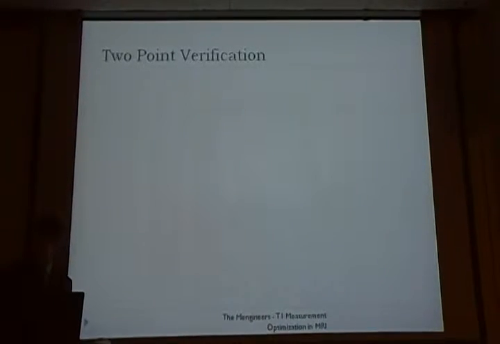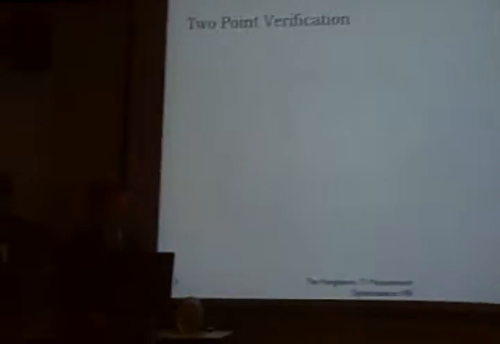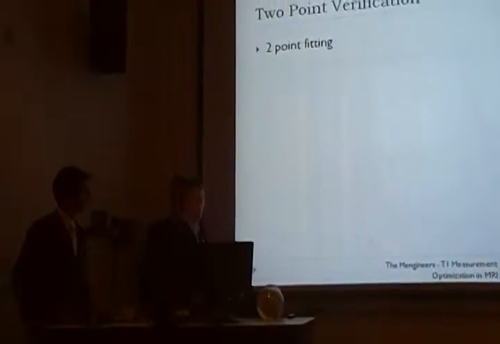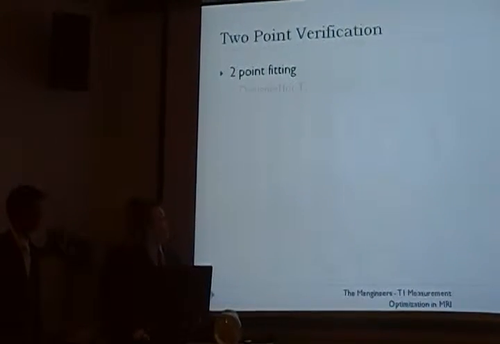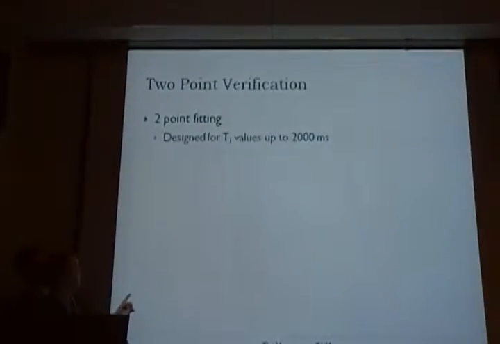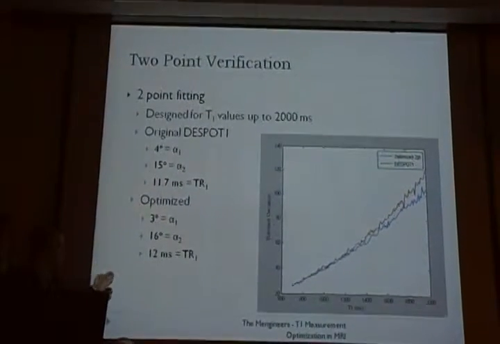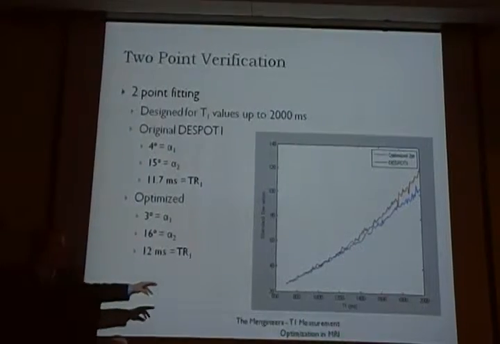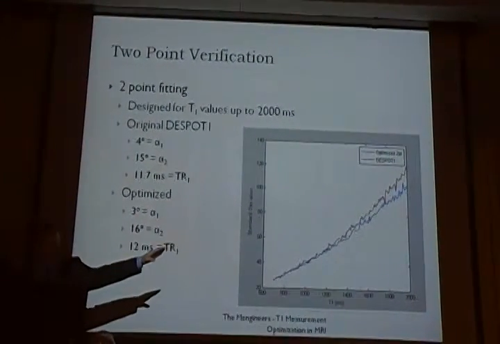All right, so for us to optimize for the DESPOT1, which is a 2-point approach, we ran a lot of the information matrix simulations and put them through our Monte Carlo. And from those results, we found that the numbers were very similar to the original DESPOT, so we decided to increase our TR by a little bit. It gives us a bump in precision as the numbers increase to 2000.